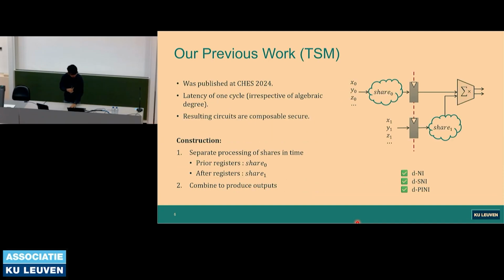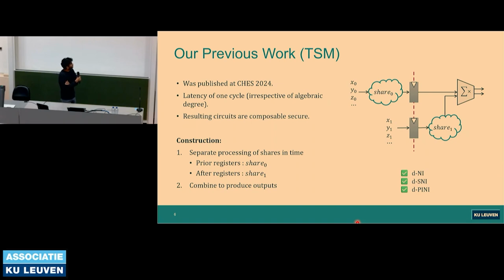The work that we published before in CHES was a masking technique which takes one cycle for any function. It could be as small as an AND gate or as big as an S-box. It's always one cycle. We also prove that whatever circuit you get by using our masking technique is also composably secure. In the paper we say it's PINI, but it's also PINI and SNI. We use that property in this paper, so it becomes important later on. I'll also explain what it means later.